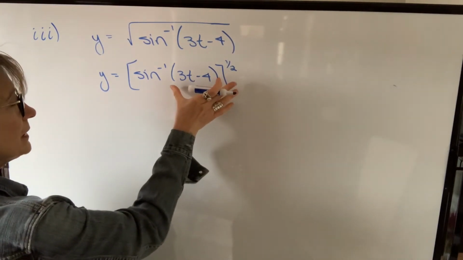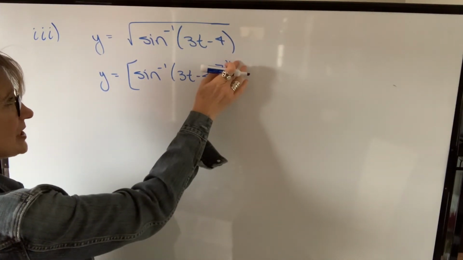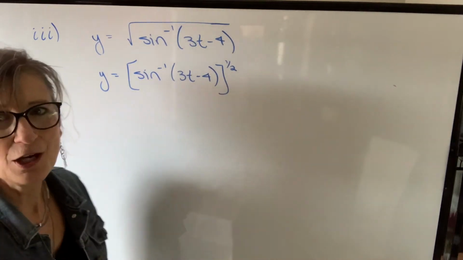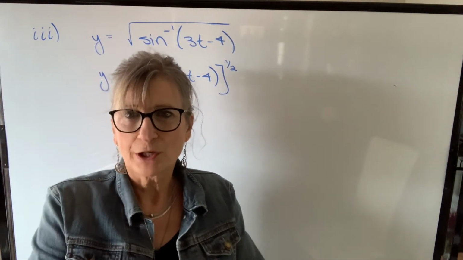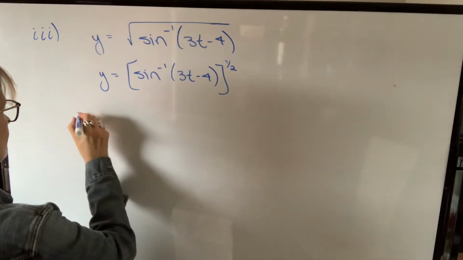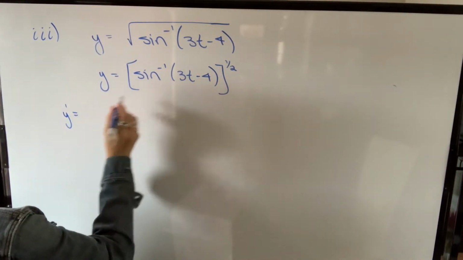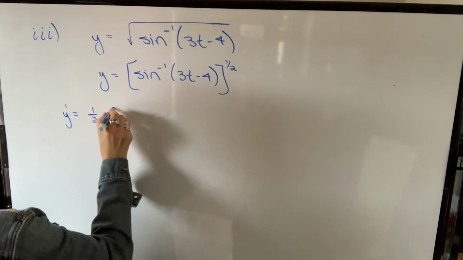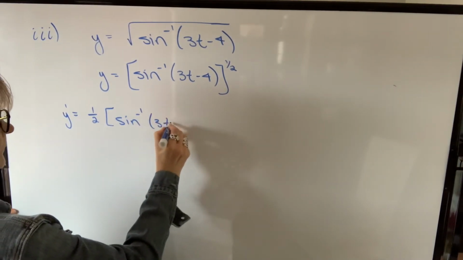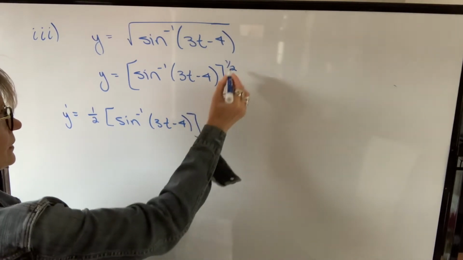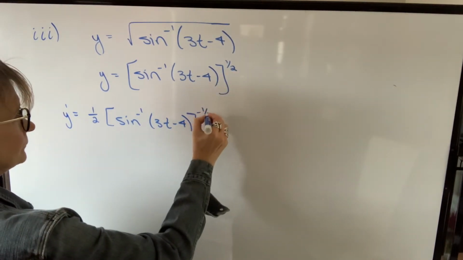So this function is a power first, and inside the power we have inverse sine. But remember, you always start with your outermost function, differentiate that, and then you work inside. So our derivative will be 1/2 times this function to the 1/2 minus 1.